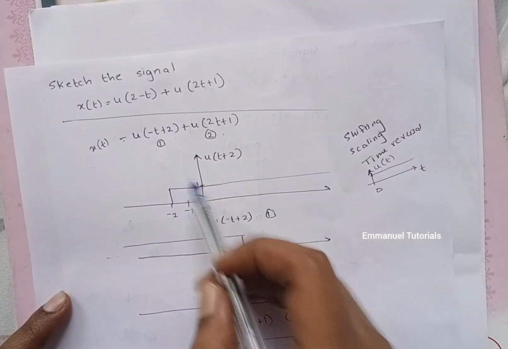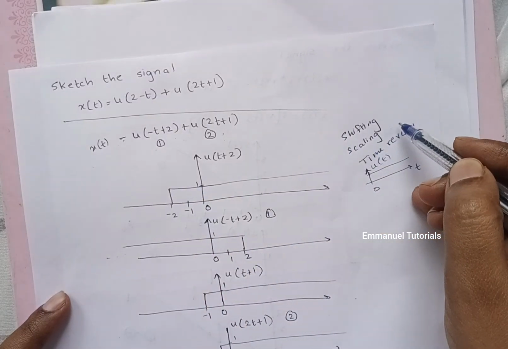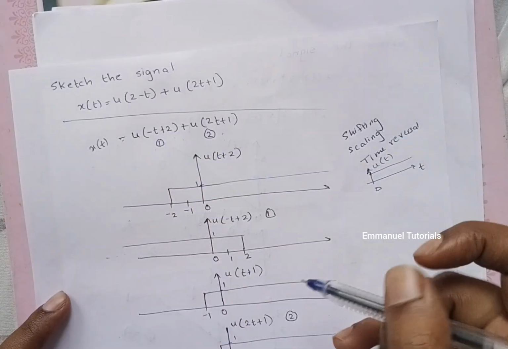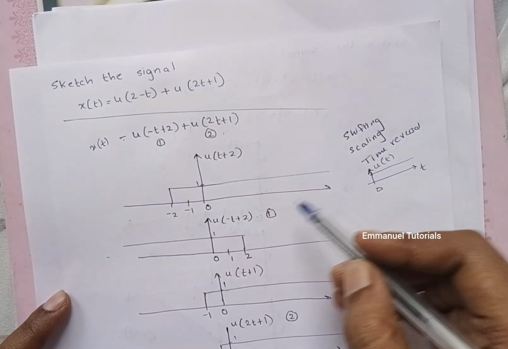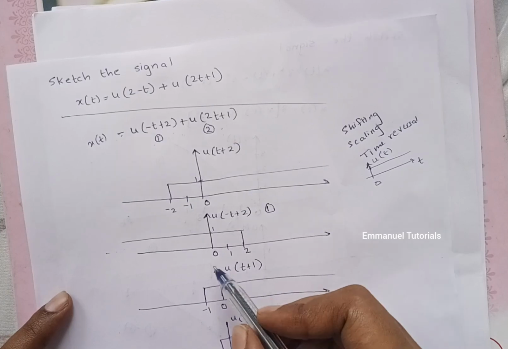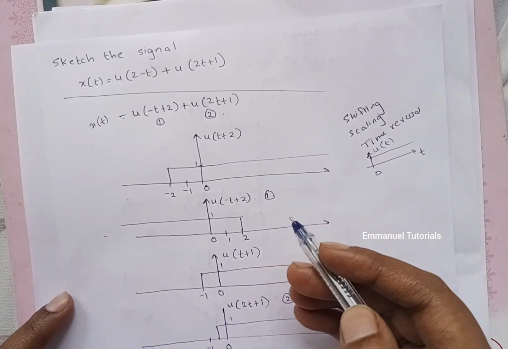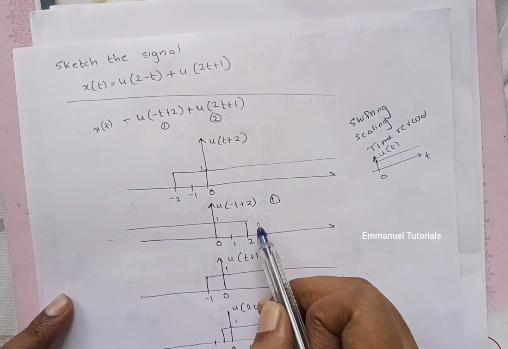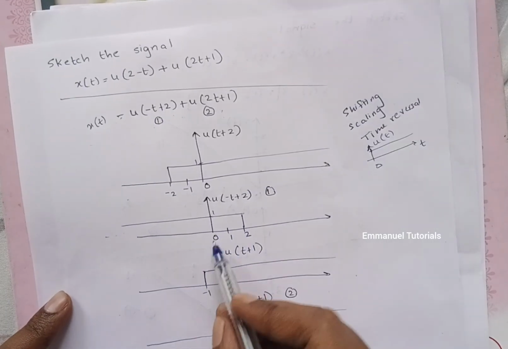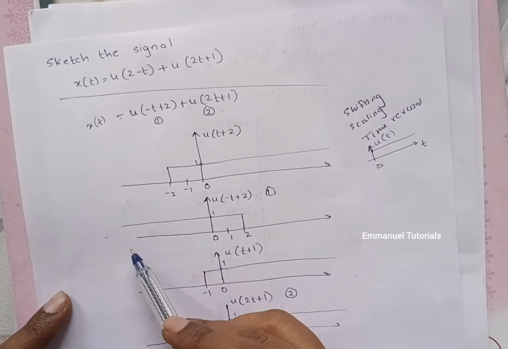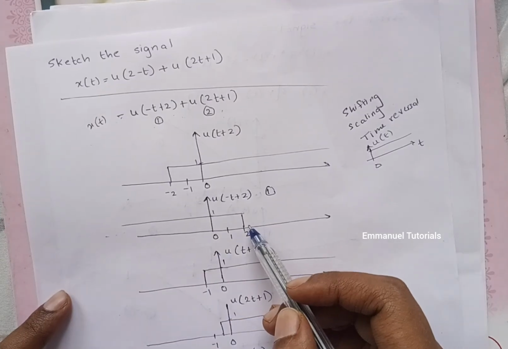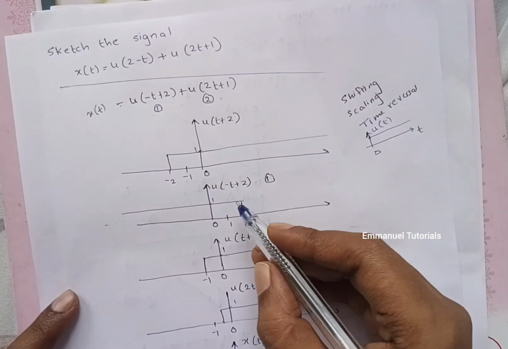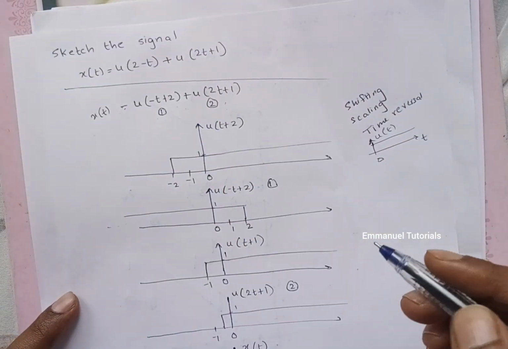And next operation we'll be performing is time reversal, since there's no scaling, or you can even call it as scaling by minus 1. So when you say scaling by minus 1, it's same as the time reversal. So I'll be just mirroring this signal around the y-axis. So u of minus t plus 2 will start from minus infinity and go up to plus 2 instead of starting from minus 2 with the same amplitude 1. So this is u of minus t plus 2. We have got the first part of our signal.